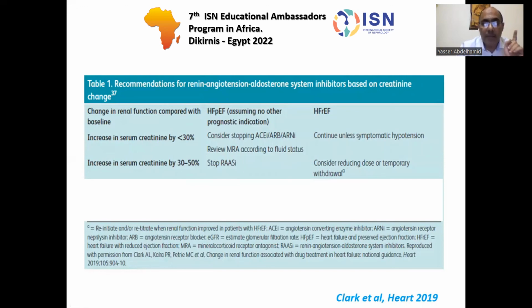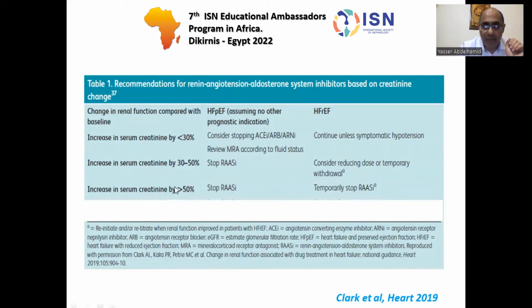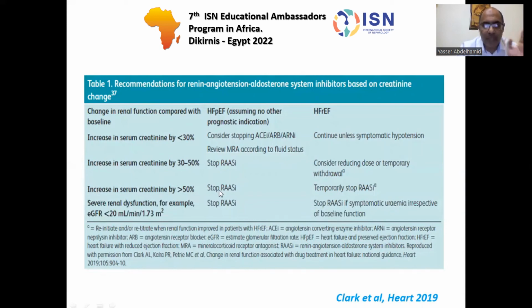These are beneficial drugs. More than 50%, temporarily stop in case of heart failure with reduced ejection fraction and try to reinitiate again. Important drugs. You can stop completely in preserved ejection fraction. Of course, if there is GFR less than 20 or uremic symptoms, at this time we are to stop the drugs and not to go further, as this is a progressive case of acute kidney injury.